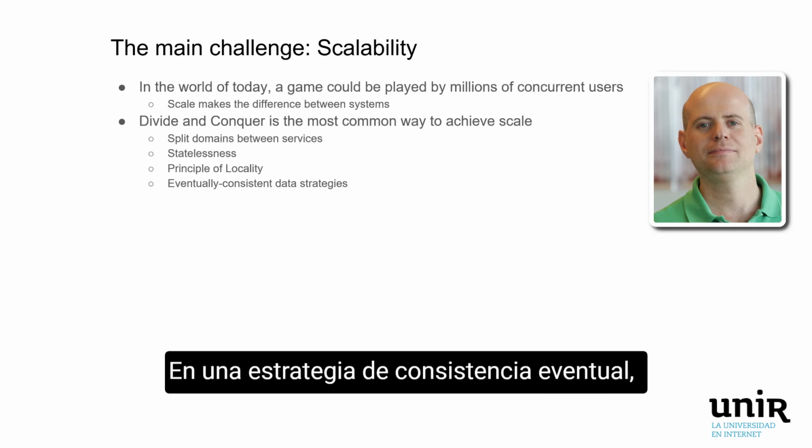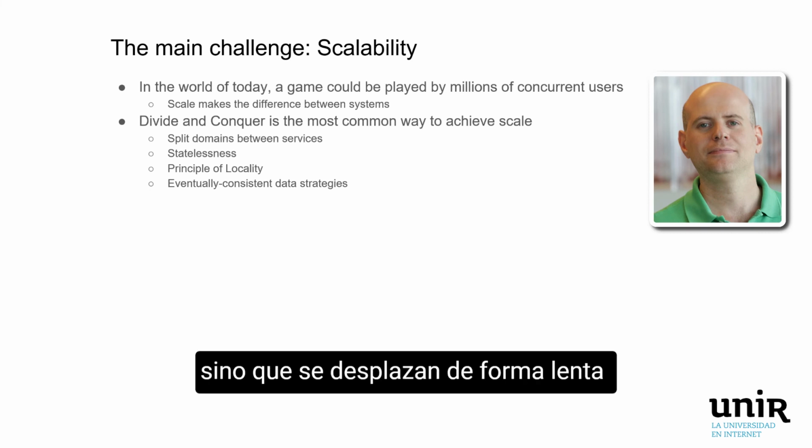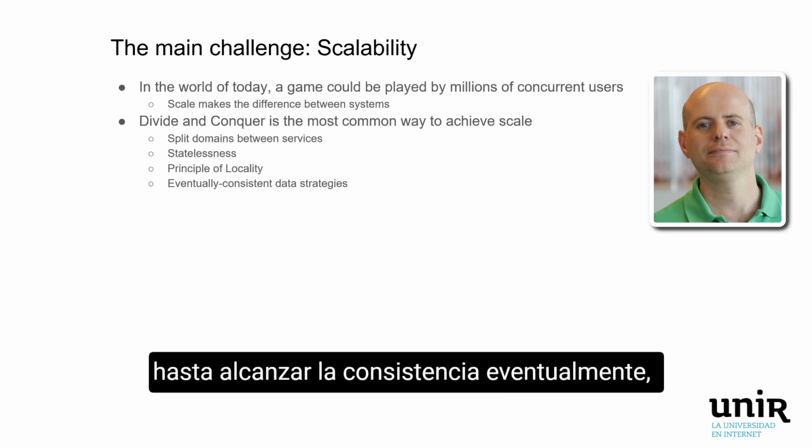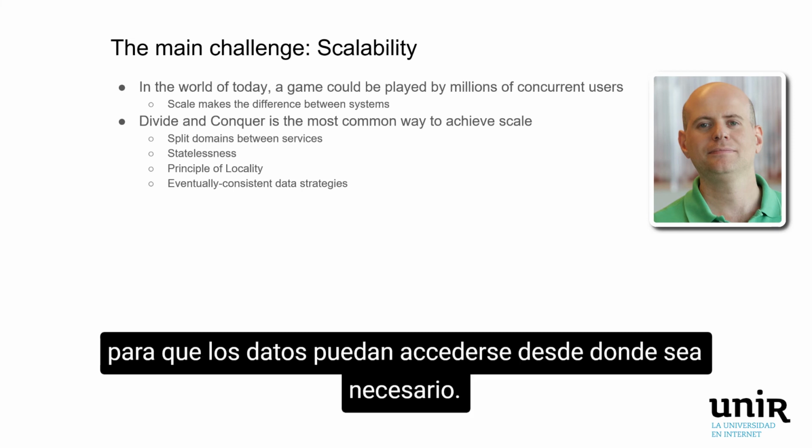In an eventually consistent strategy, what happens is that the data that doesn't follow the principle of locality gets slowly, that's why it's eventually consistent, written across the entire database installation across the world so that the data can be accessed anywhere it needs to be.